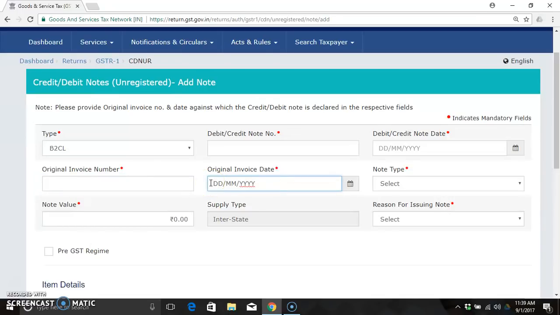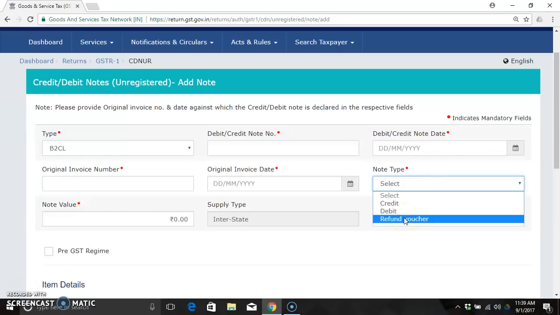So the original invoice for which the credit or debit note is being raised should be given here. And the next is original invoice date. That is the invoice date given in the format of DD, MM, YYYY. So before giving the date format over here, check over the date format in your computer as well. The next is note type. Note type is whether it is a credit note or debit note or a refund voucher. So whenever advances are being received, then you have to raise a receipt voucher, and when the same advance is being refunded, then you have to raise a refund voucher.